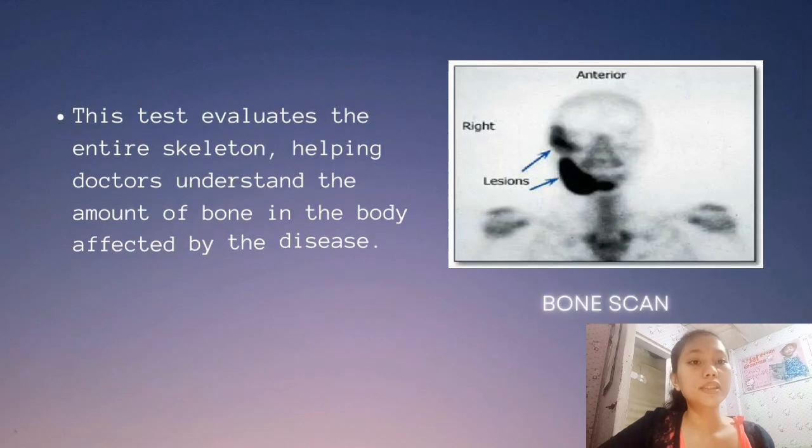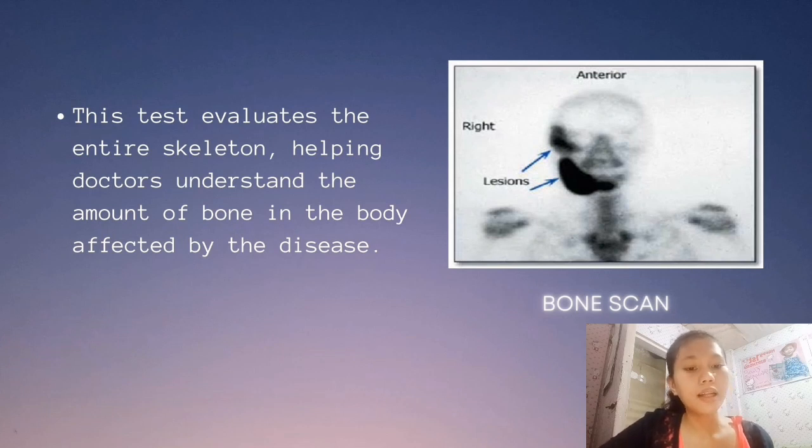Next is the bone scan. This test is to evaluate the entire skeleton, helping doctors understand the amount of bone in the body affected by the disease. In the picture, we can see a bone scan of a 30-year-old female with a history of fibrous dysplasia. The scan shows that the affected parts of the body are the right mandible and the temporal bone. These bone scans revealed increased uptake, but are most useful for identifying the distribution of lesions in polyostotic diseases.